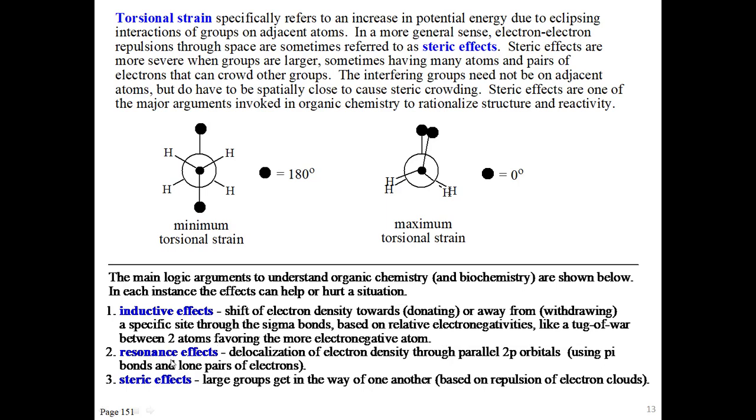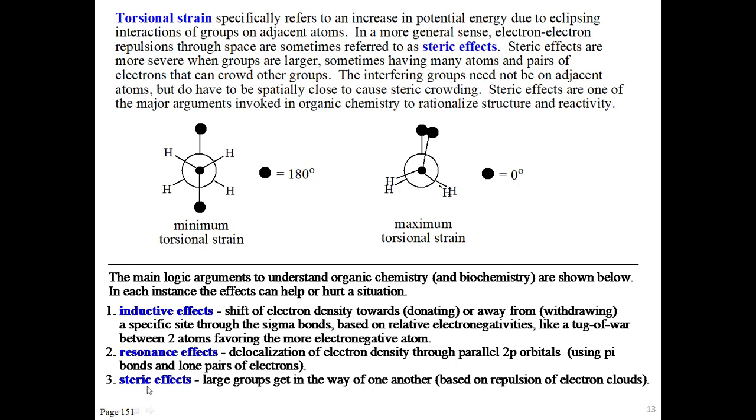A second very important argument in organic and biochemistry is resonance effects. So resonance effects, we talked about those in another video, in another chapter. This is delocalization of electron density through parallel 2p orbitals. So this could be in pi bonds, or could be in lone pairs of electrons that are right adjacent to pi bonds. Okay, that's the way the electrons can move through the 2p orbitals. So this is probably one of the more complicated things to see in organic and biochemistry, is the resonance effects.